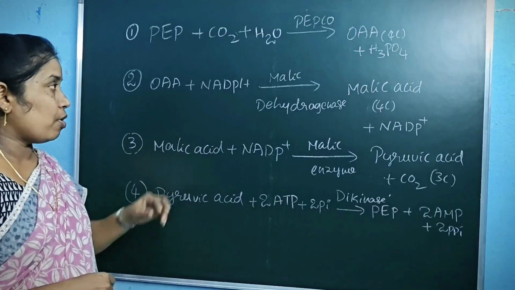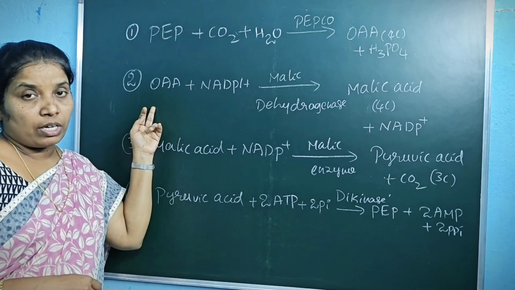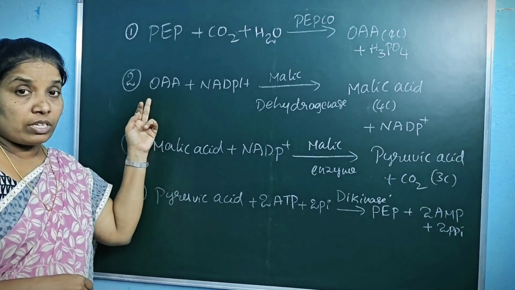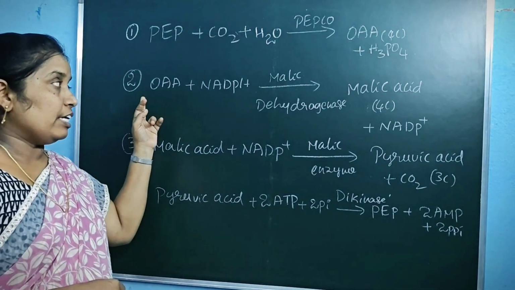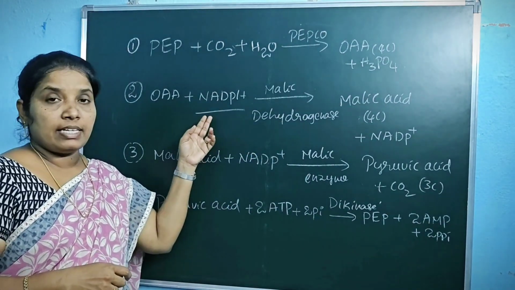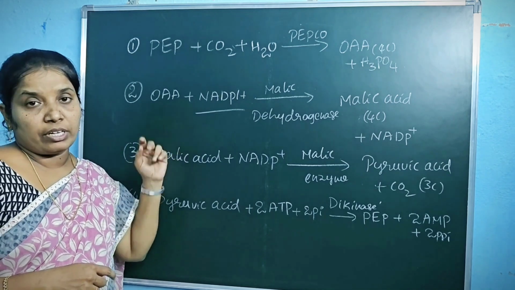In the second step, oxaloacetic acid undergoes a reduction reaction. Here it is reduced into malic acid. One NADPH is used for this reaction. The second step is the reduction reaction.